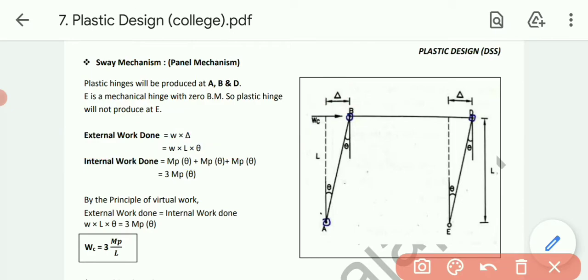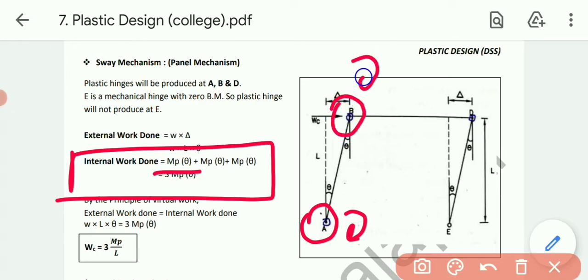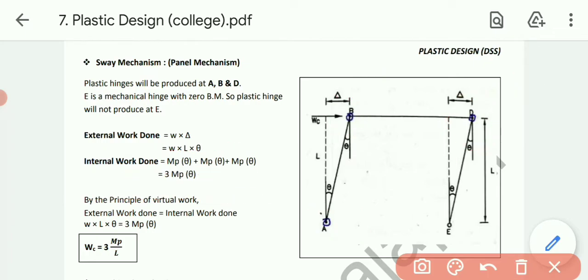Now talking about internal work done. First of all, over here moment will be produced, so MP into theta. Then at point B, because of the intermediate support, moment will be produced, MP into theta. And at point D, moment will again be produced, that is MP into theta. So ultimately the total will be 3 MP into theta, while external is this one. Now let's equate both terms.